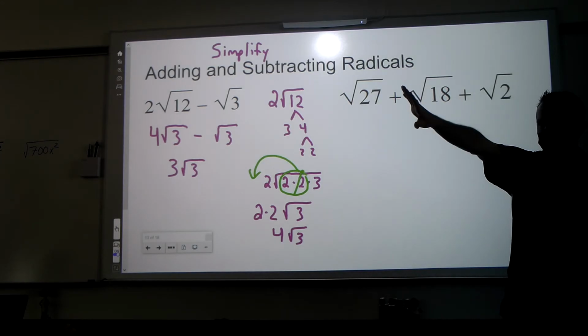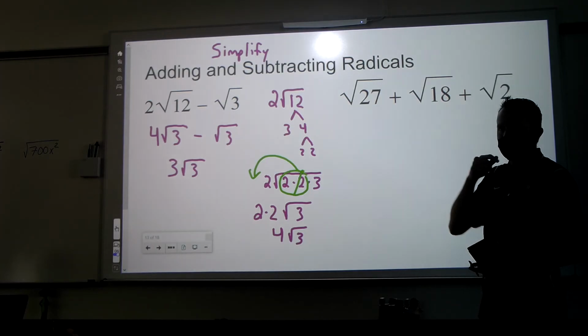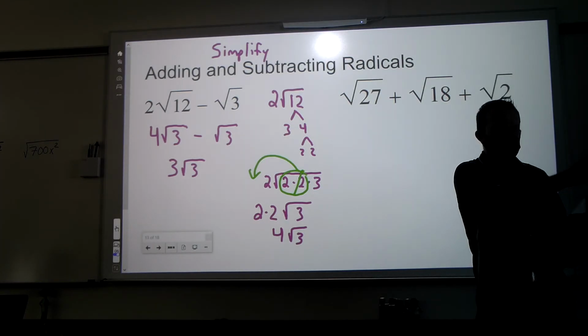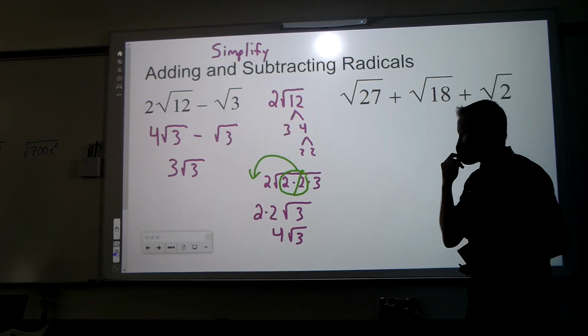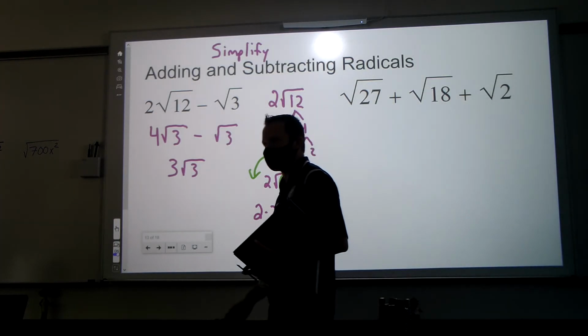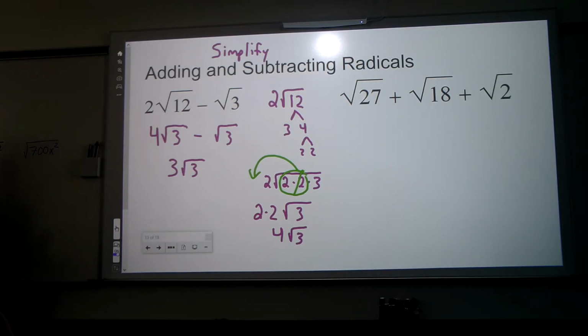I'm going to take this half of the room. You guys, simplify square root of 27. Break it down. This half, you guys are going to simplify square root of 18. Then we'll see which of these can combine, or if they can combine all of them, okay? So you guys have 27, you guys have 18. I'll give you 30 seconds to try to break that down.